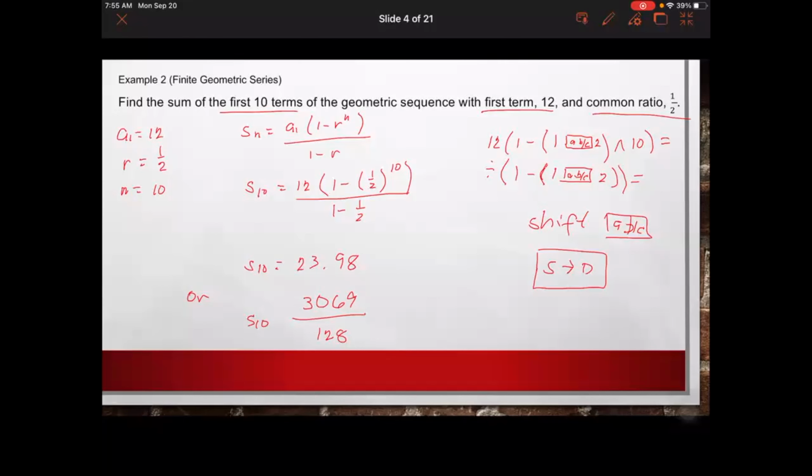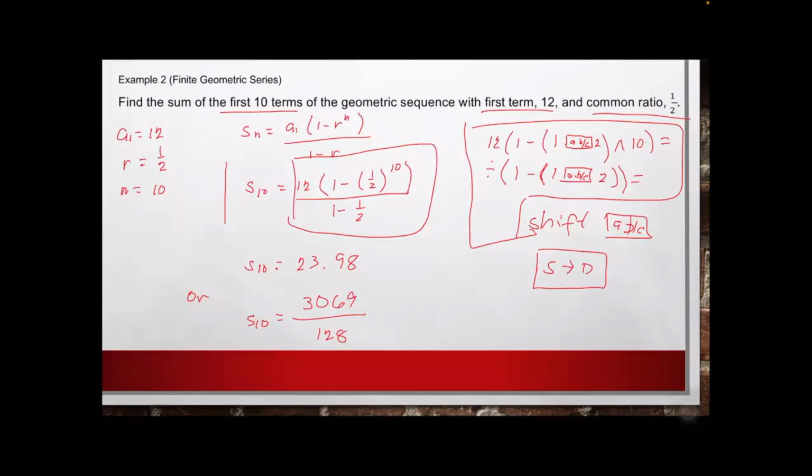So, pag ganito yung given calculator nyo, ita-type nyo siya isa-isa. Kasi sa malalaking screen, kaya siyang i-type yung buong equation na to. And you will be able to get 23.98 and 3,069 over 128. So, medyo lang sa maliit na screen, madaming itina-type. So, okay, let's move on.